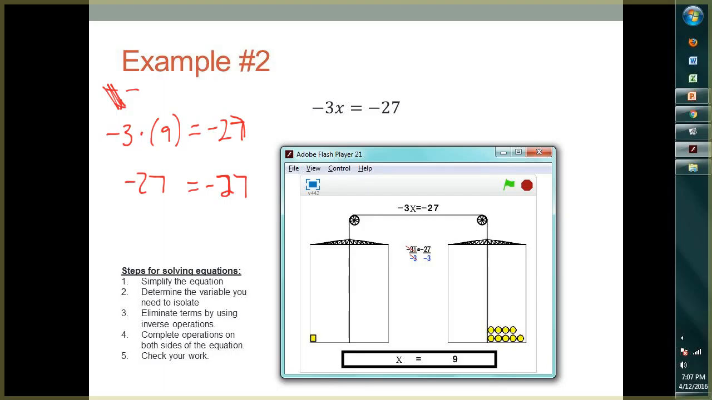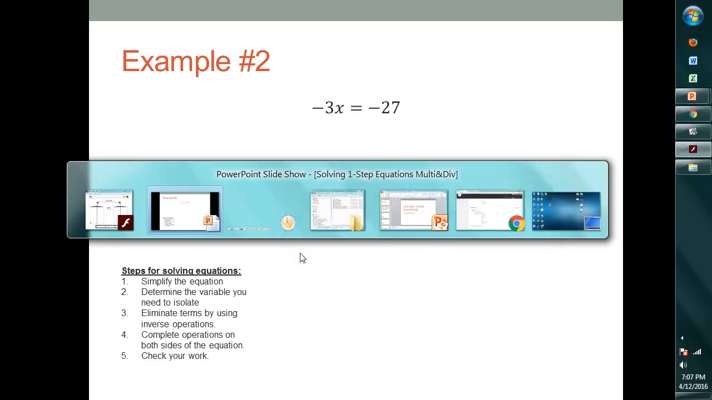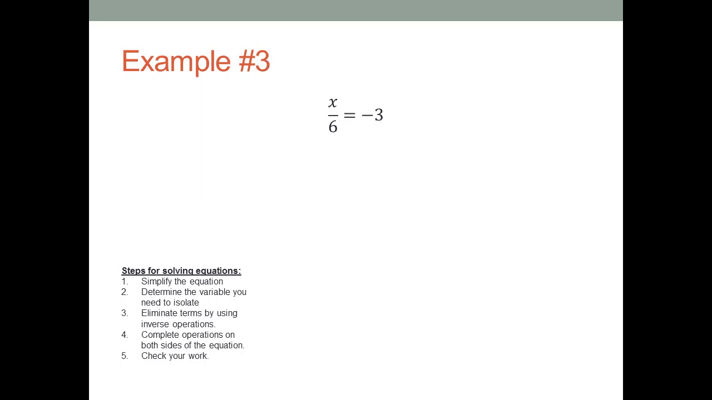Okay, so that's one-step problems that have multiplication to begin with, and I use the opposite, division, to solve it. Let's go ahead and take a look at problems that have division in them. So here I have x over 6 written like a fraction, which means x divided by 6 equals negative 3. I have 1x on my left. Dividing it into 6 pieces gives me negative 3 on my right.